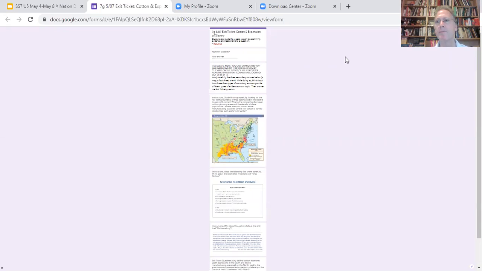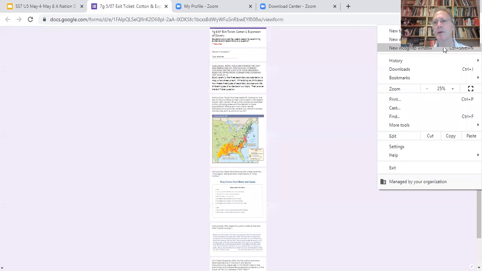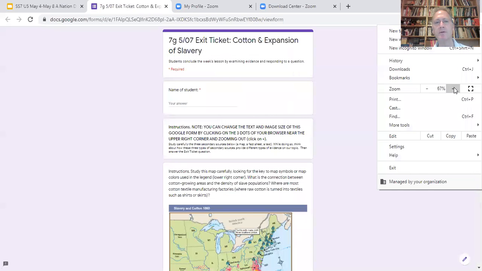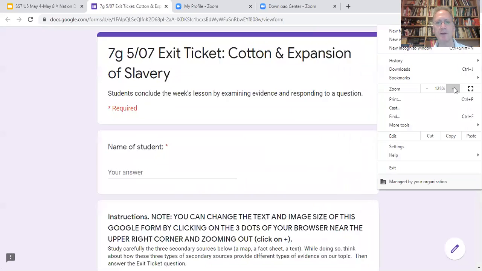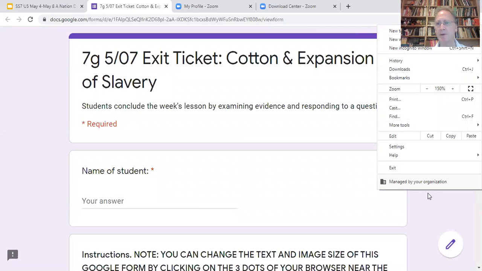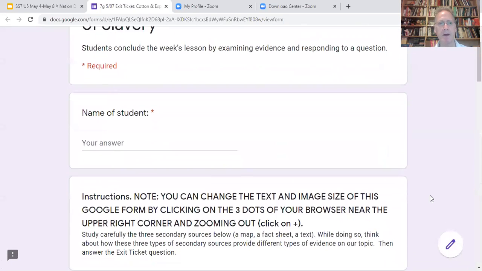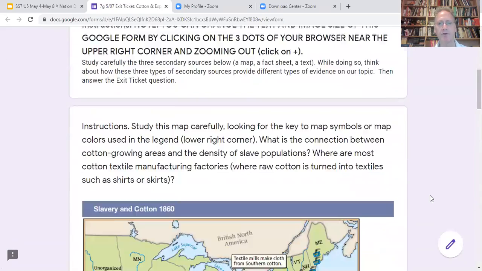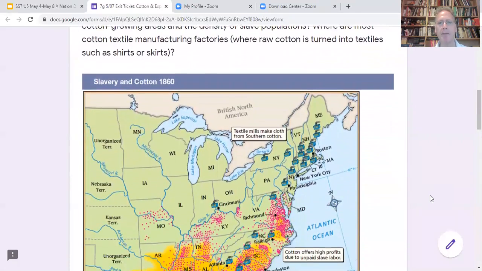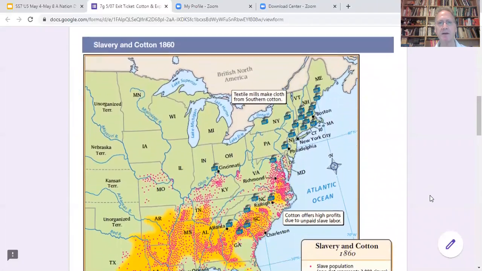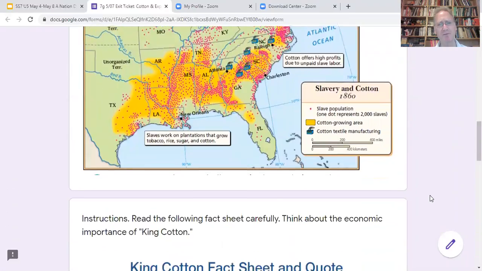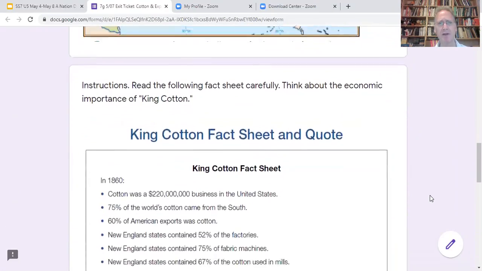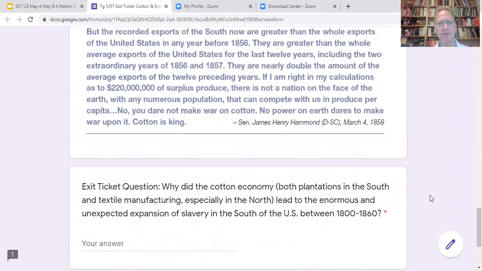Whoops, what happened here? Let me go here to, by the way, this is how you change the size of the Google form. You go to those three dots and you can zoom in and out to make an image bigger or smaller, or text. And so you see here, this is the Google form for Thursday. You're going to look at a map, and part of this exercise is for you to get some practice reading different kinds of sources, examining different kinds of sources.